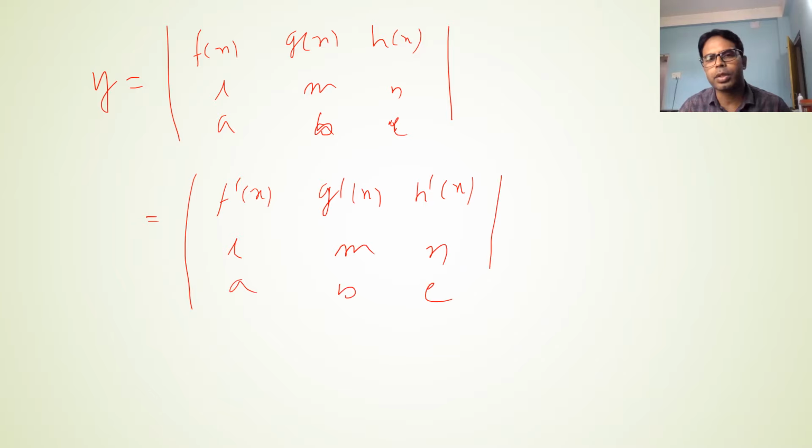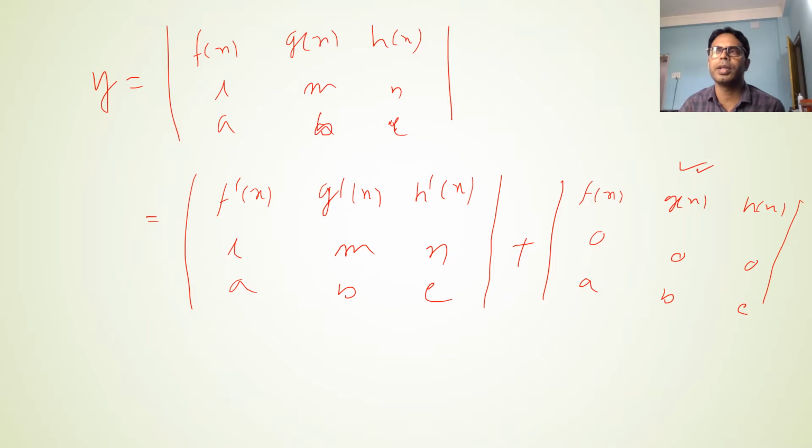C remaining the same because those are constants. Then plus the rest of the determinant part, that is the first line fx, zx, hx, then this line will be 0, 0, 0 because all of them are constant. This A, B, C will remain the same. In the second determinant I am taking the differentiation of the R2 row, and finally plus again the first two rows remaining the same, that is fx, gx, hx, then L, M, N, and this line now 0, 0, 0.